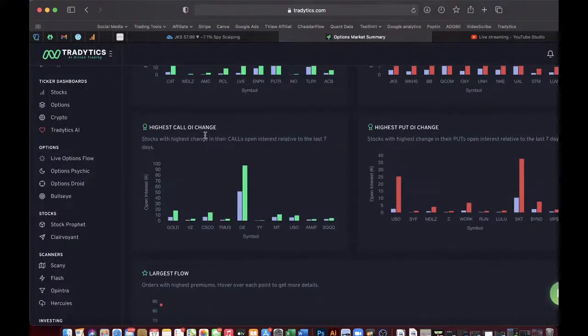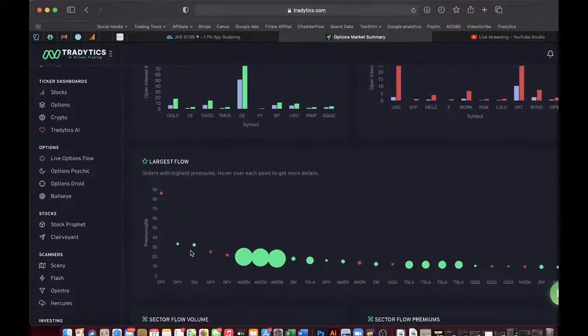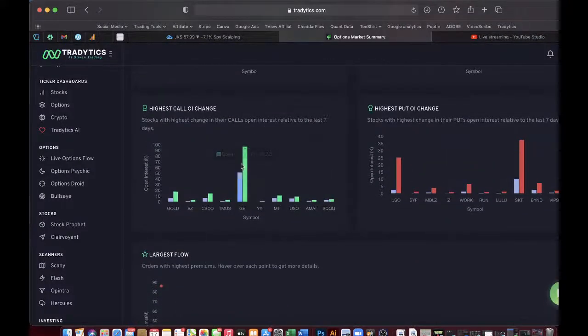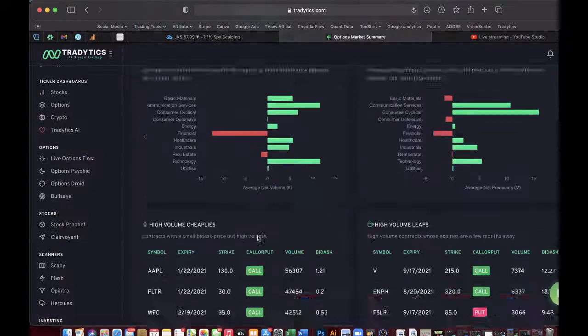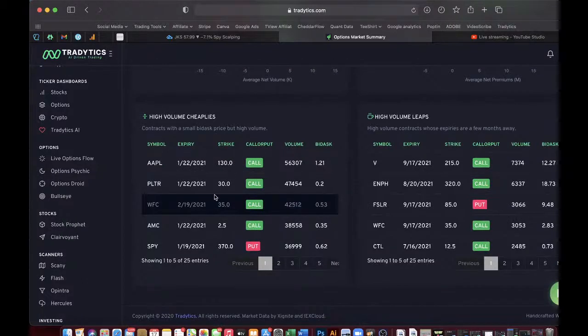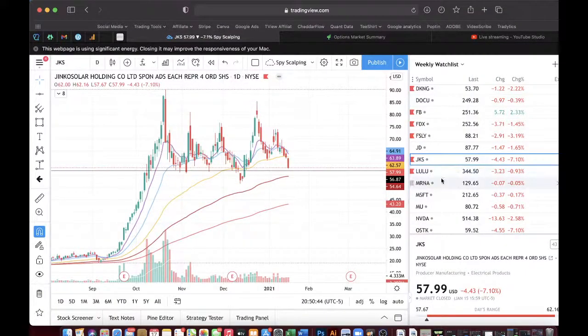Highest call open interest change and highest put open interest change. U.S. oil, so people are shorting oil again. And then GE, this is an energy play. I know they're getting back into the energy sector. If you are not subscribed to Traditics, I highly recommend getting into it, because I can't find enough plays on this, it's just amazing. Palantir, I'll do some TA on that in a second because I am actually in a position on that.